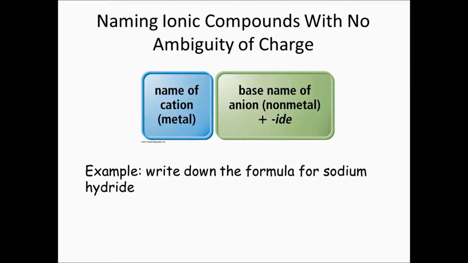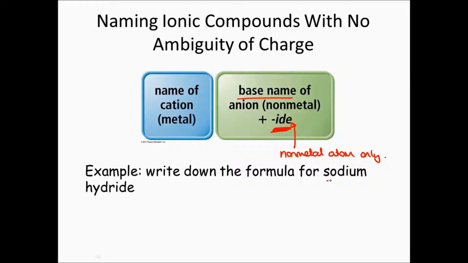Okay, and in this case we write down the name of the cation, and then we write down the root, the base name of the anion, and we put "-ide". The "-ide" ending indicates that it is the non-metal atom only. And as a result, let's look at this example.